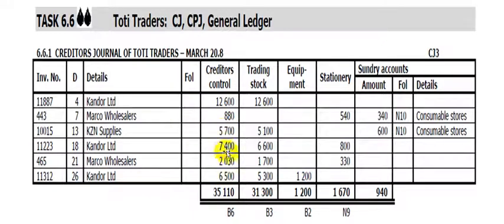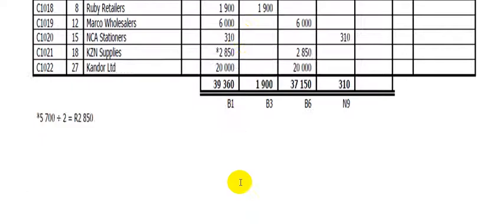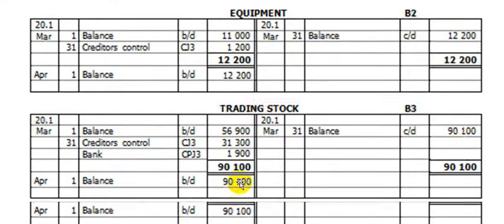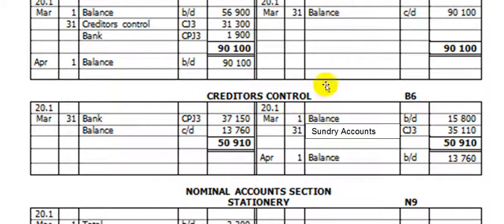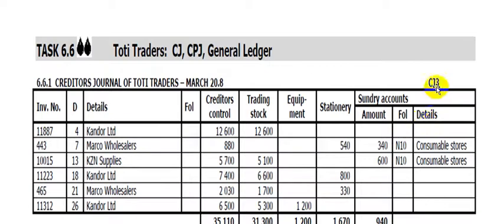Okay, so let's start off by looking at your creditors control. Let's take that to the creditors control section of the general ledger. We know our details are going to be sundry accounts because it's a mixture of all these accounts, but let's just go have a look. Okay, there you go, creditors control. Okay, on the 31st, it's on the credit side because it's a liability and liabilities increase on the credit side. We call it sundry accounts, and it's the cash journal 3. That's our folio because that's where we got it from. We got it from the cash journal 3 right there, top right hand.